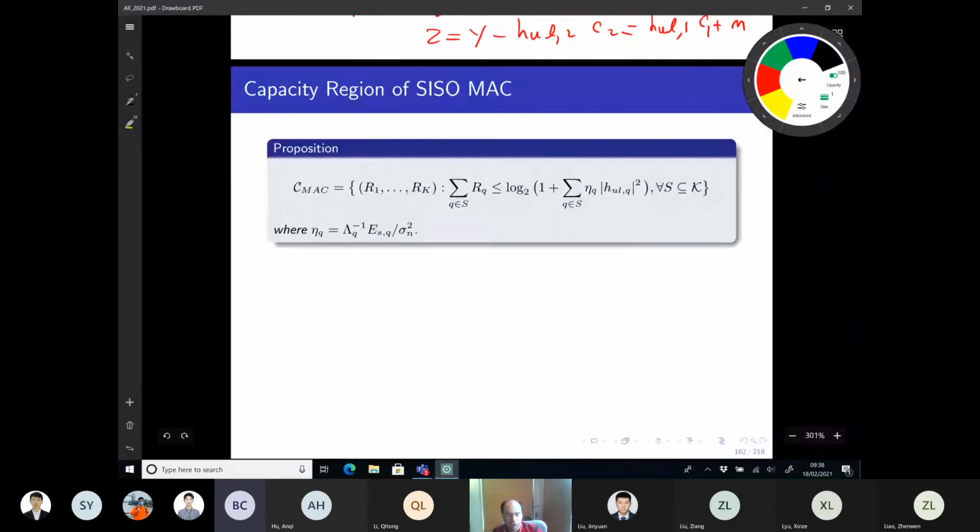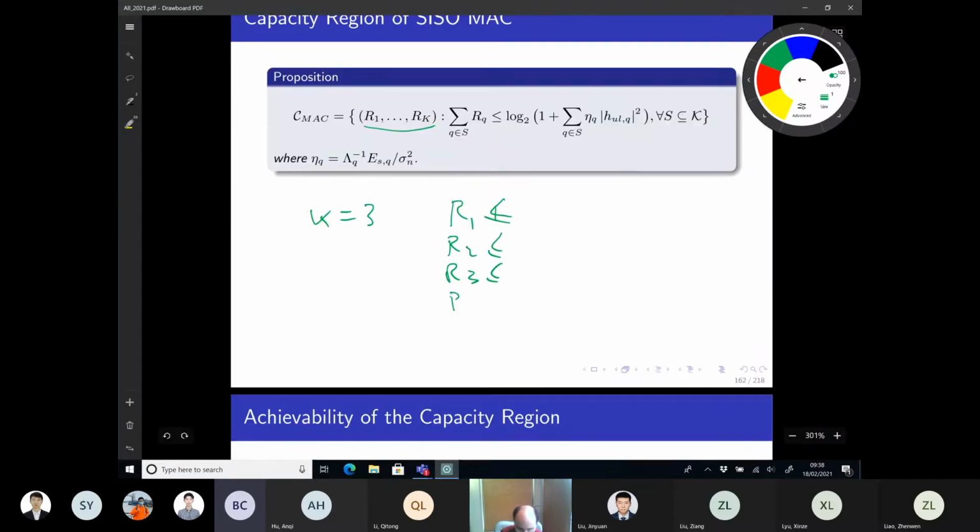Right. So in the general case where you have K users, now you have K rates. So you have a vector of K rates, and you start having many combinations, but the idea is still the same. Let's say K is equal to 3. Rate of user 1, rate of user 2, rate of user 3. Then you may have the rate of user 1 plus the rate of user 2 has to be smaller than something, rate of user 2 plus the rate of user 3 smaller than something, rate of user 1 plus rate of user 3 smaller than something, and rate of user 1 plus rate of user 2 plus rate of user 3 smaller than something.